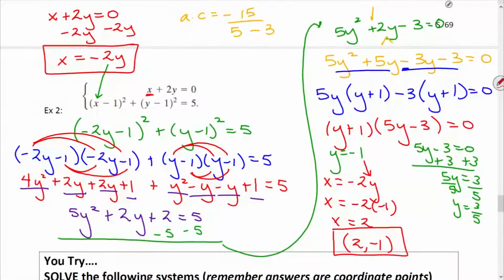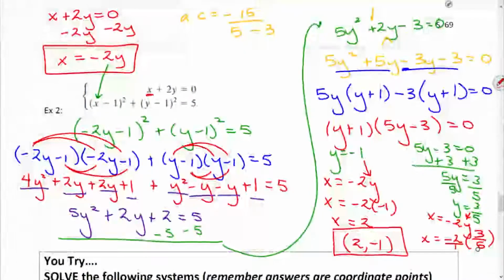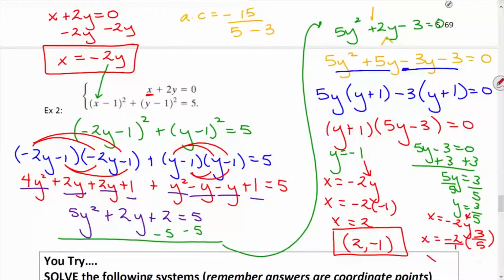This ordered pair is one of my solutions for where these two equations are true at the same time. The other one comes from the y is equal to 3/5. Again, x is equal to -2y. I plug 3/5 in for y, and I get x is equal to -2 times 3/5. I multiply fractions by multiplying the tops and the bottoms together. And so I get x is equal to -2 times 3 is 6, 1 times 5 is 5. I'm kind of out of room, so I'm going to put it over here in this little space. So the x coordinate is -6/5, and the y coordinate is 3/5. So this is my other solution.